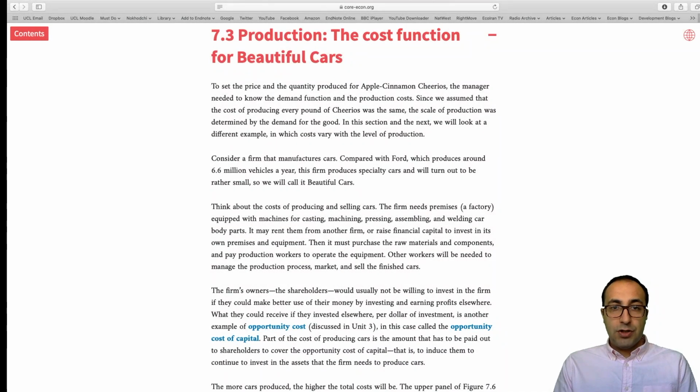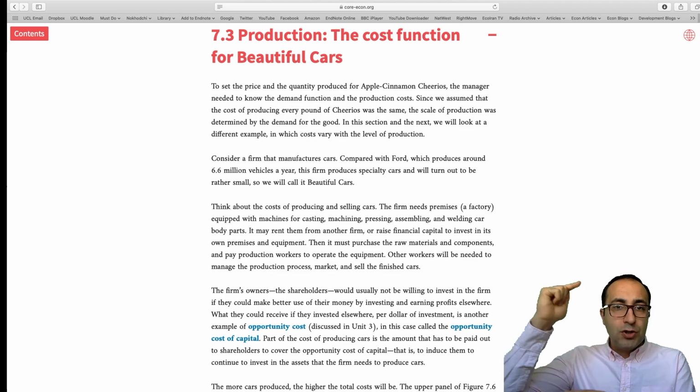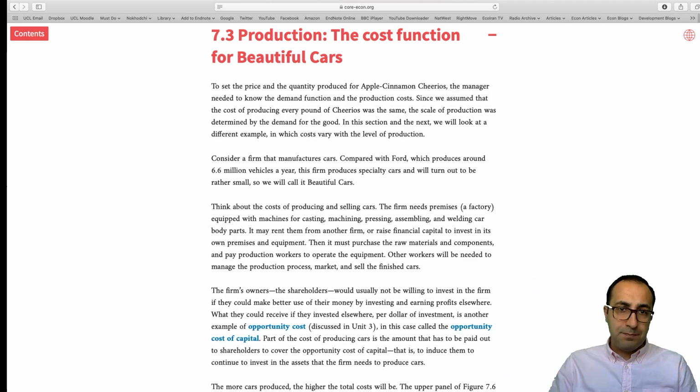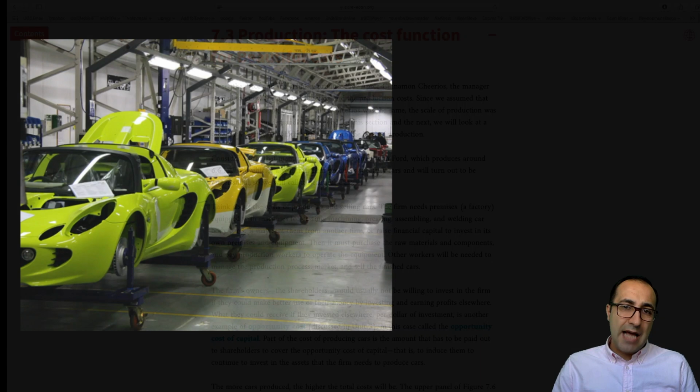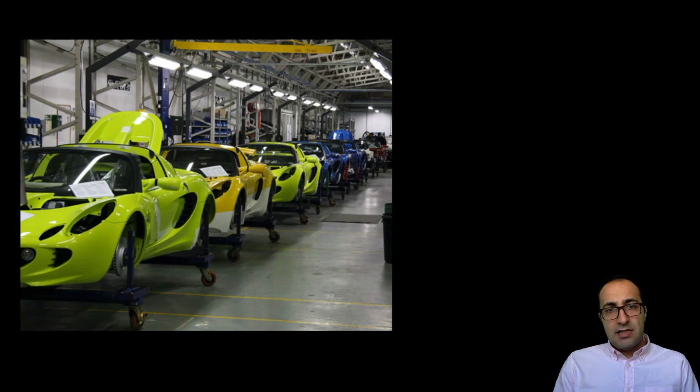7.3 Production, the cost curves for Beautiful Cars. Beautiful Cars is an imaginary company that produces luxury cars, and the strategy of this company is to produce a small number of cars but try to make a large profit on each car produced. So let's get inside this factory. This is the assembly line for Beautiful Cars, and this company incurs two types of costs.